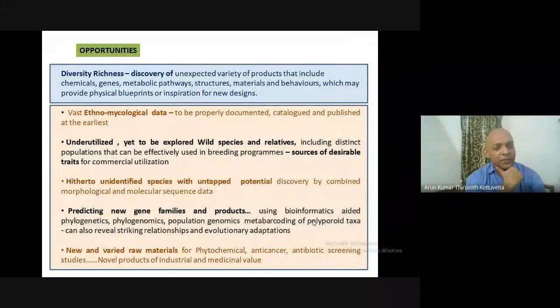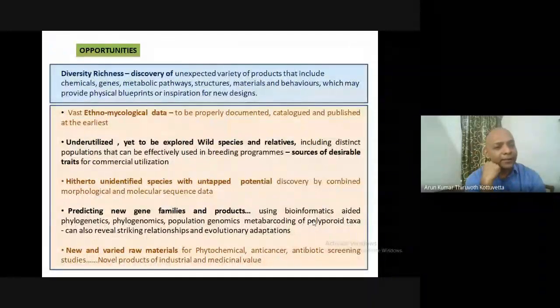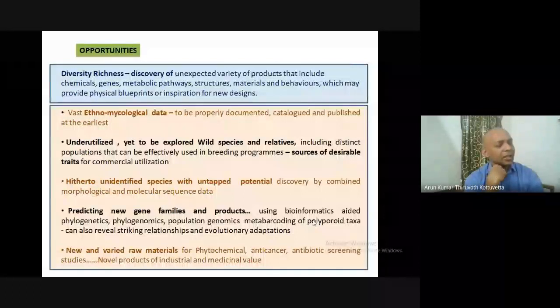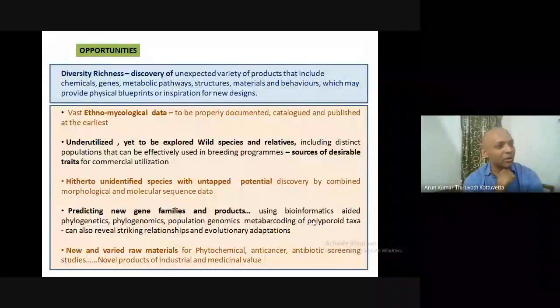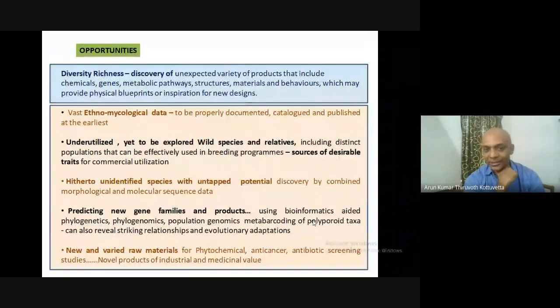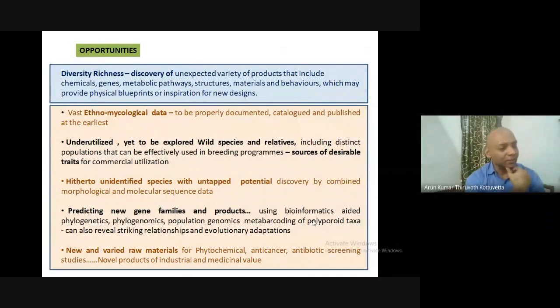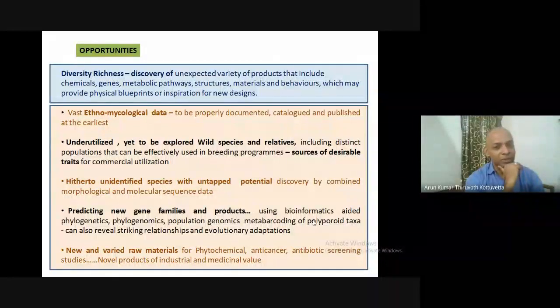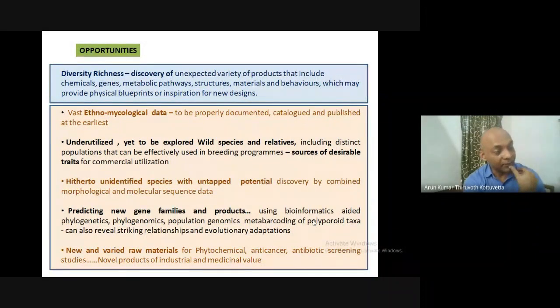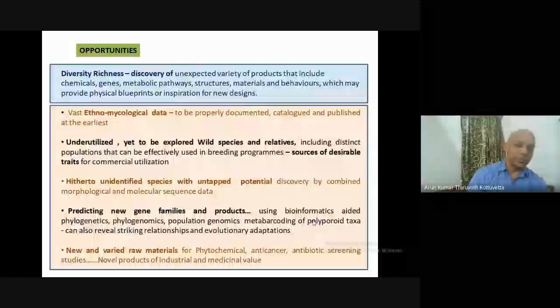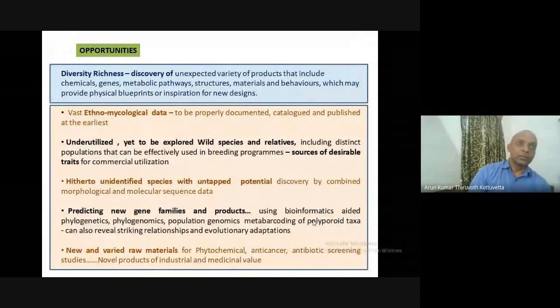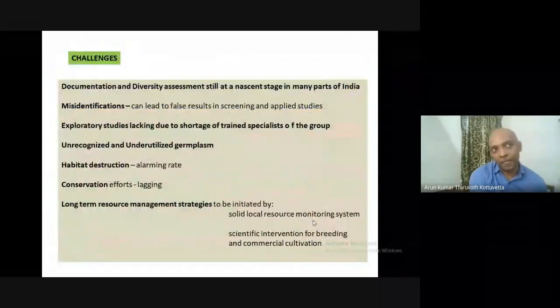So if we tap the diversity of mushrooms we have, it's a huge mine. And there is vast ethnomycological data that we have amongst us. Even in Kerala, there is a large ethnomycological knowledge that exists mostly with the tribal communities. People have a lot of experience and knowledge about using wild mushrooms as medicines and as edibles. So cataloging, documenting, and publishing all these is extremely important. There are many underutilized wild species which might have several traits which can be commercially utilized. Then there may be several species which can be used for the production of several industrially important compounds, antibiotics, novel compounds, etc. So those are the opportunities that we have.